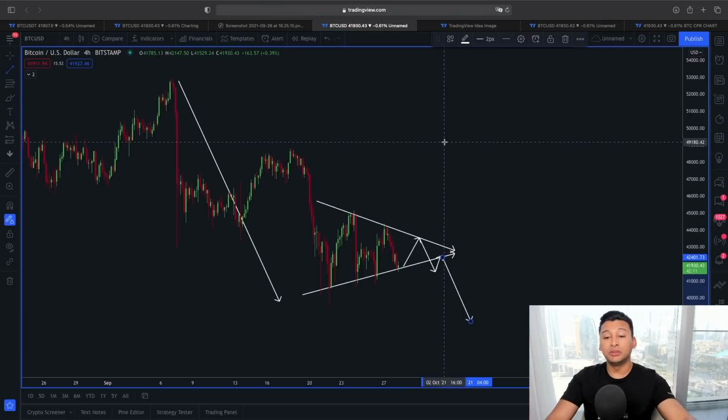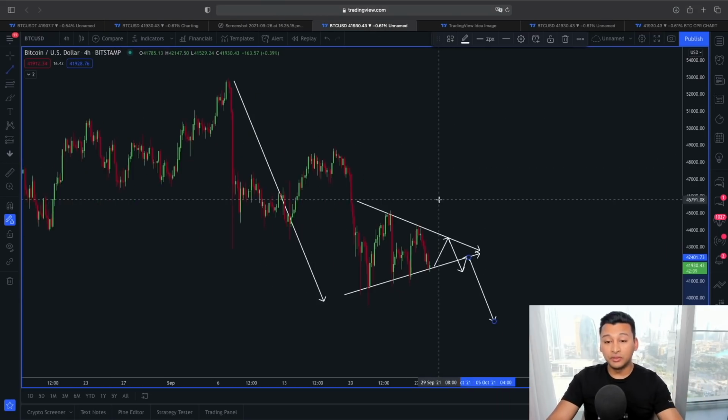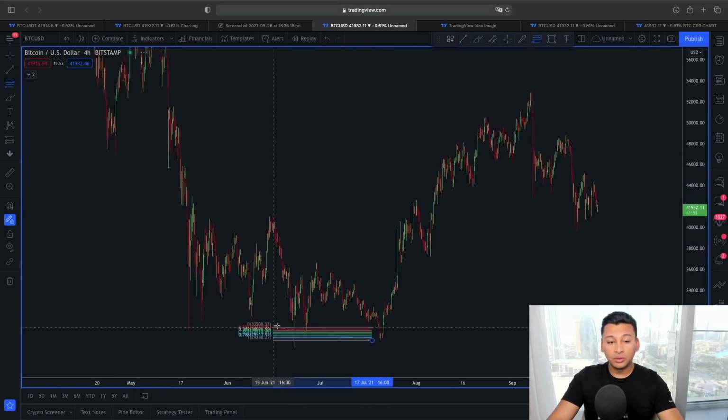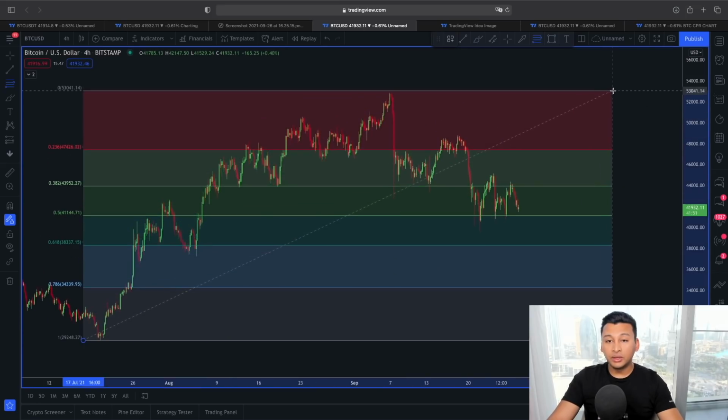And why I'm talking about this 38,000 so many times is because we can also add this one scenario. What we can do is add this Fibonacci retracement from this swing low till this swing high area.